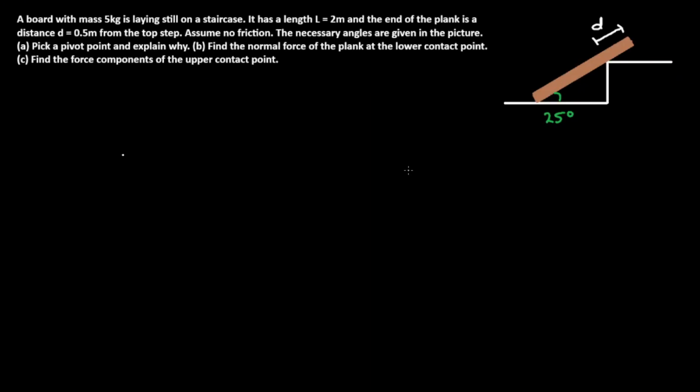Now, for this problem, you have a board with mass 5 kilos laying still on a staircase. It has a length L of 2 meters, so the entire thing is L. The end of the plank is a distance D, 0.5 meters, from the top of the step. So this distance here, from the corner of interaction to the end of the plank, is 0.5 meters. Assume no friction, and the necessary angles are given in the picture.